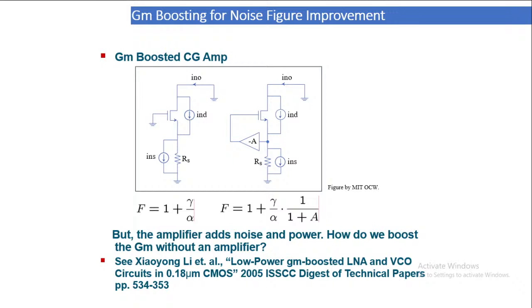This is another paper in which gm is boosted, the CG amplifier. gm means transconductance is boosted. So noise figure improvement occurs here. F is equal to 1 plus gamma by alpha, as you know, and once you boost it using an amplifier, then F will be 1 plus gamma by alpha into, because of amplification, 1 by 1 plus A because of the feedback in the feedback amplifier. But here the amplifier adds noise and power. Look at this paper also.